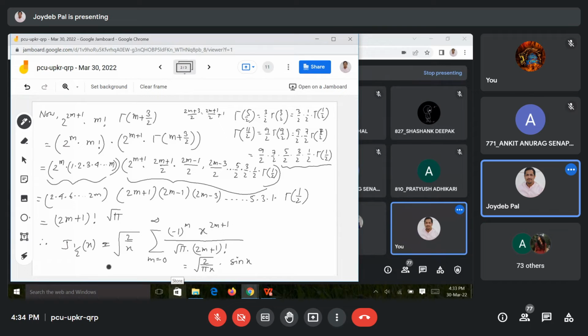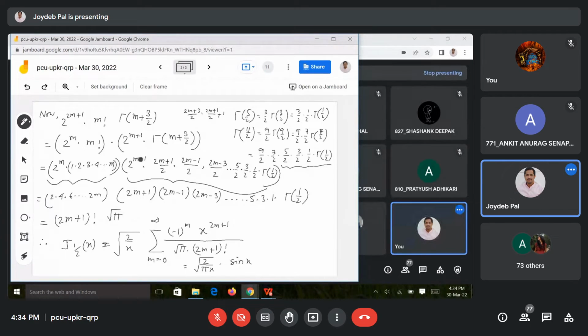Yes. So the main part here is how to write 2 to the power 2m plus 1 into m factorial into gamma m plus 3 by 2. It is equal to 2m plus 1 factorial into root pi. You have to show it in detail. Okay, don't write directly, because it is asking for proof there. Therefore, you know what the denominator should be. You are writing just directly that this equals 2m plus 1 factorial into root pi. Don't do it. You show the calculation of how we are getting 2m plus 1 factorial into root pi.